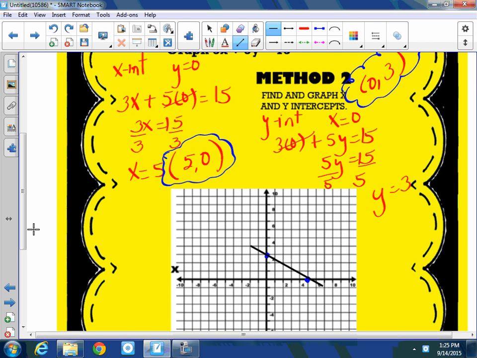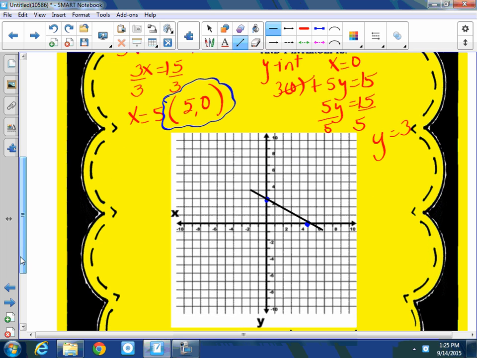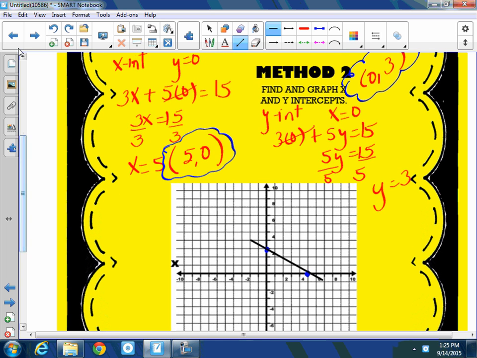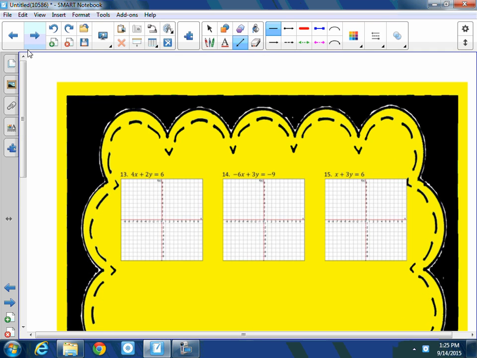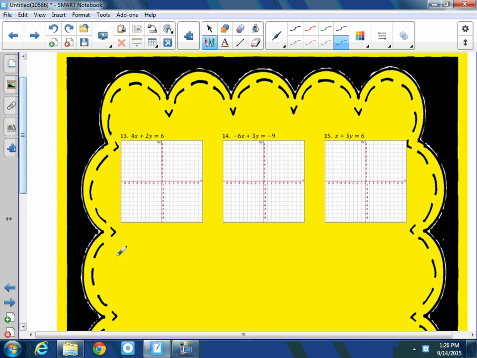And there's 1. Okay. So I'm going to do 13 and 15. We can cross out number 14. Or actually, you know what? You guys can go ahead and know. I'm going to do one method for number 13 and another method for number 15.